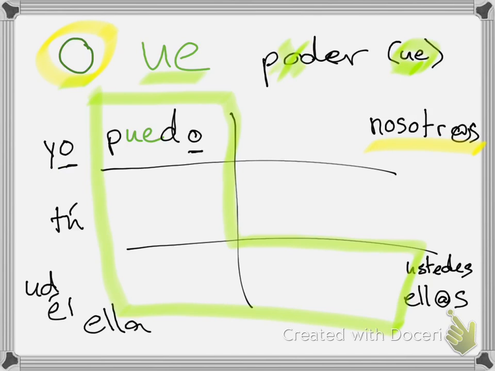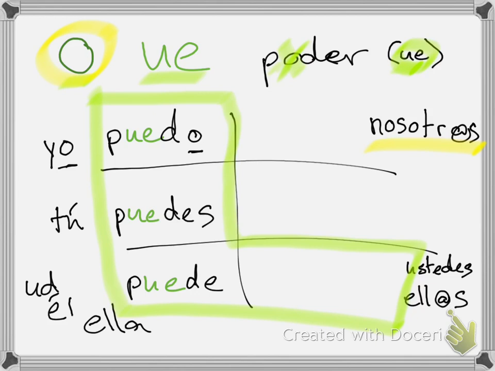So yo puedo. Tú puedes. Tú puedes aprender español. Es posible. Tú puedes. Okay. Él, ella, o usted is going to be puede. Puede. This is a common chant. Sí se puede, which means yes, we can, or you can, or yes, it can be done. Yes, it's possible. Sí se puede.